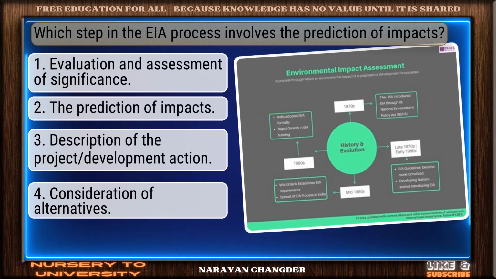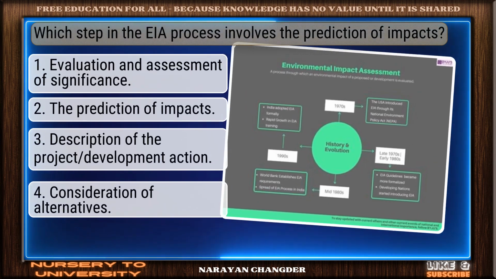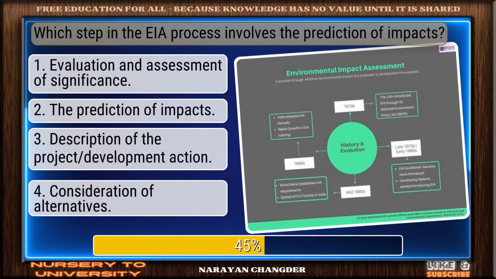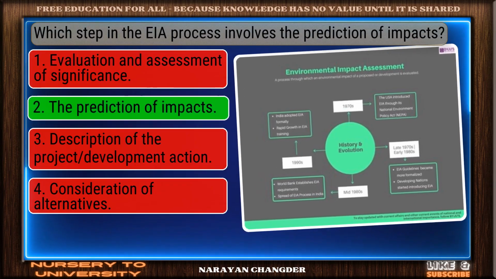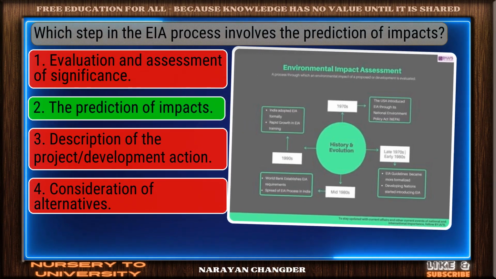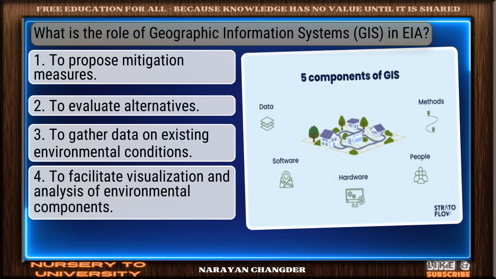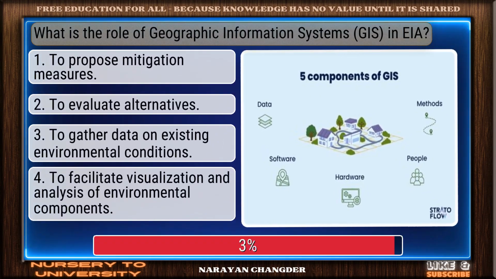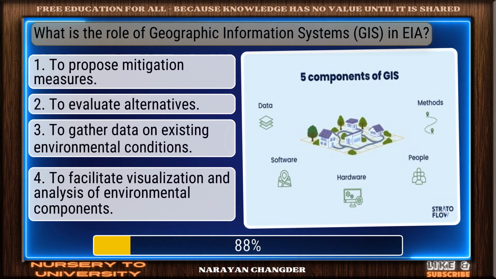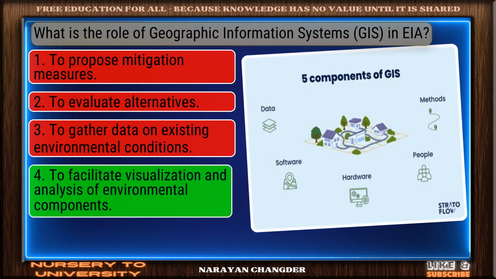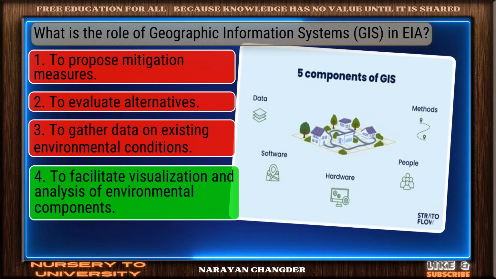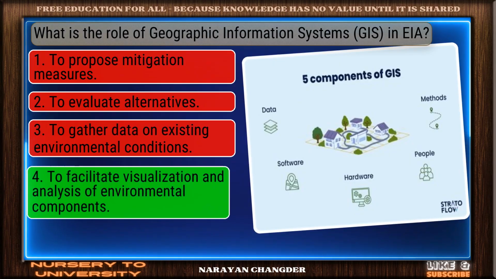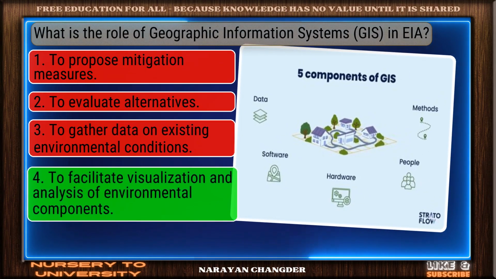Which step in the EA process involves the prediction of impacts? Smart pick. The prediction of impacts is the correct choice. What is the role of geographic information systems in EA? Great thinking. To facilitate visualization and analysis of environmental components is the right choice.